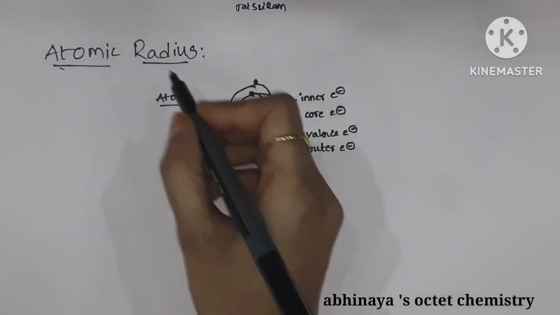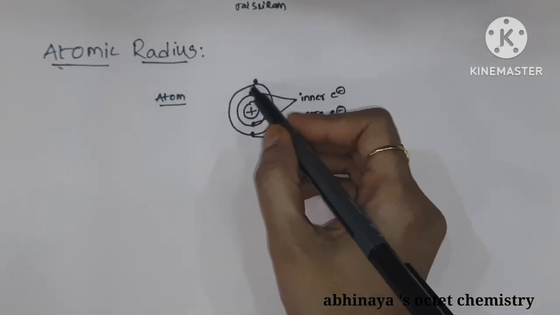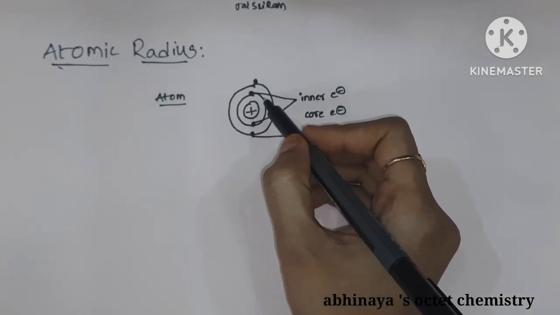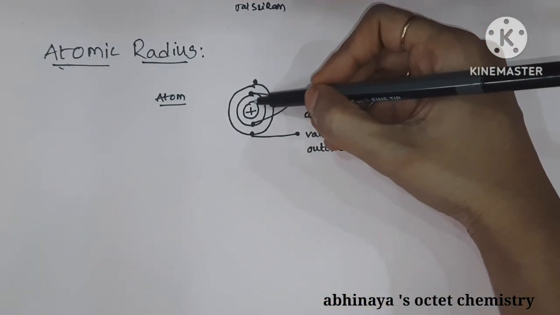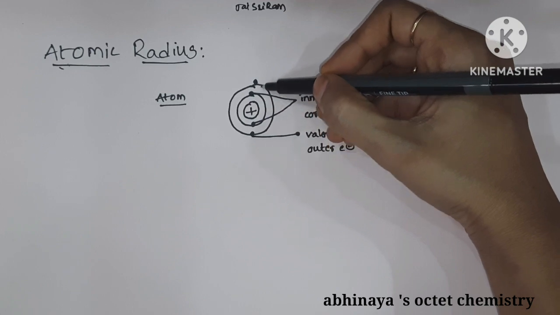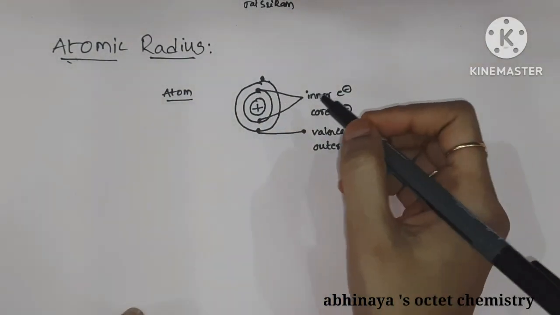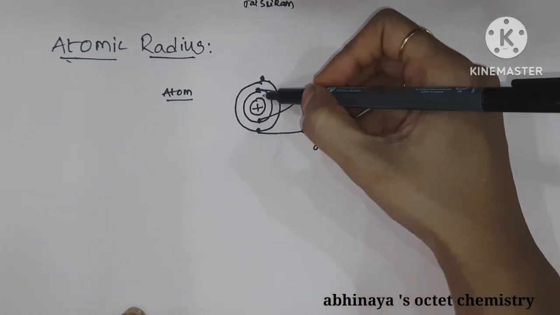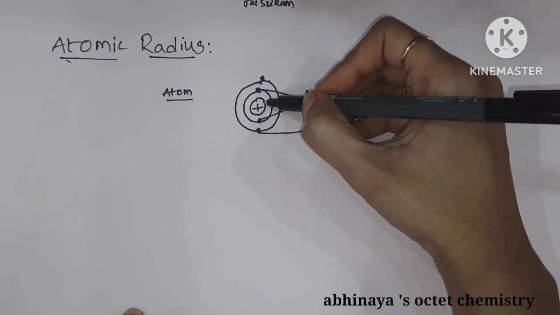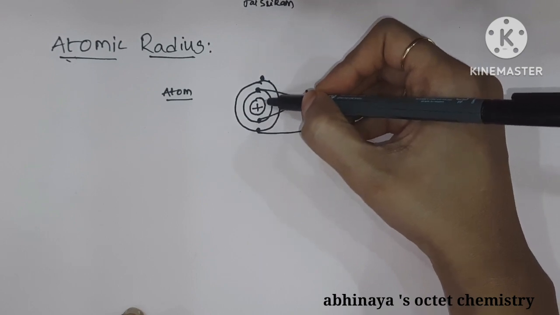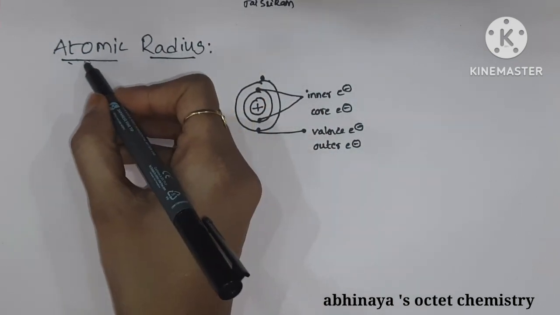So the concept is atomic radius. That means the radius of an atom. How is it calculated? By measuring the distance from the nucleus to the outermost shell. This distance, nucleus to outermost shell, is called the radius of that atom.